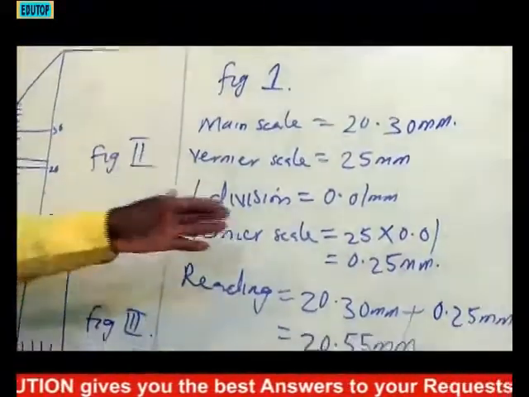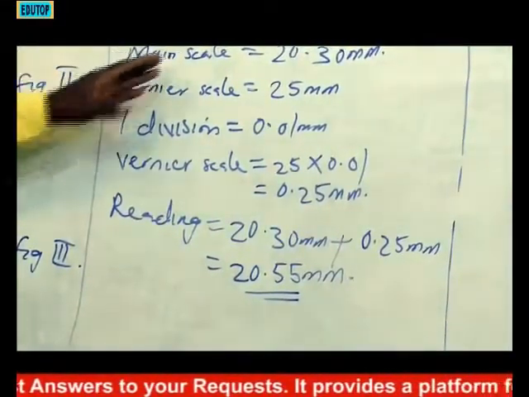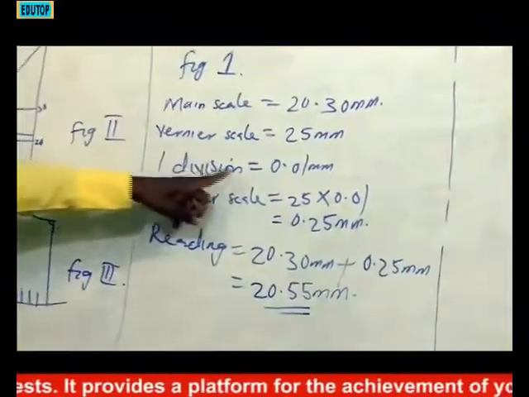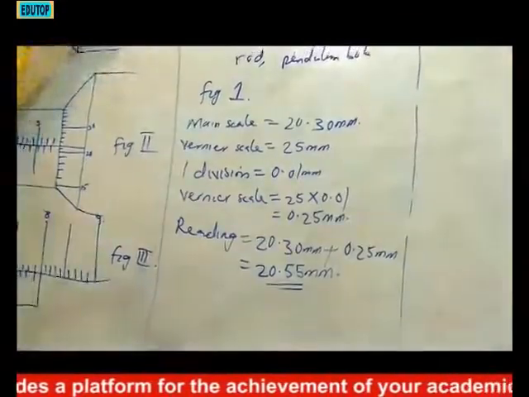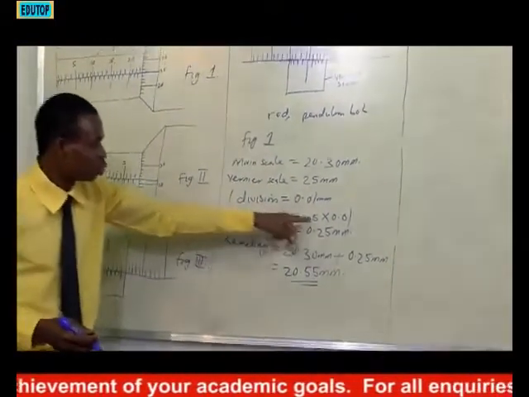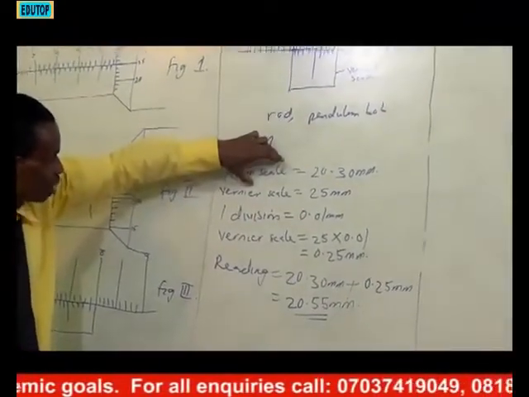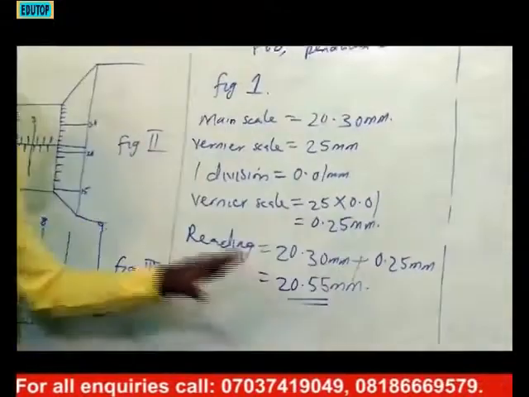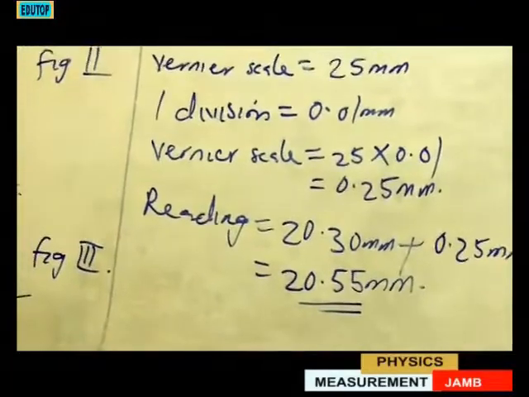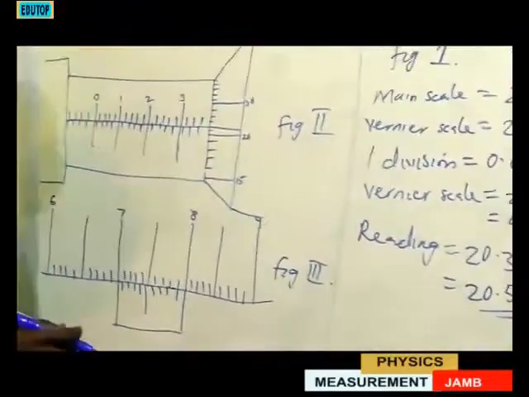And you can see equations like this in your exam. Main scale, vernier scale or circular scale. This one has 50 divisions, 1 division represents 0.01. Whatever you read from this side, multiply it by 0.01. When we multiply 25 by 0.01, we have 0.25. So the reading you have from the main scale and the vernier scale, add them together, and that will give you the total reading of this instrument. Let's consider figure 2. It's the same thing.